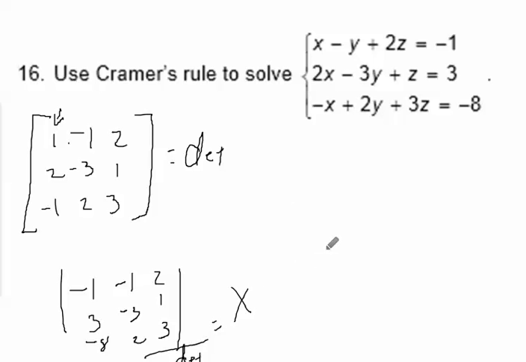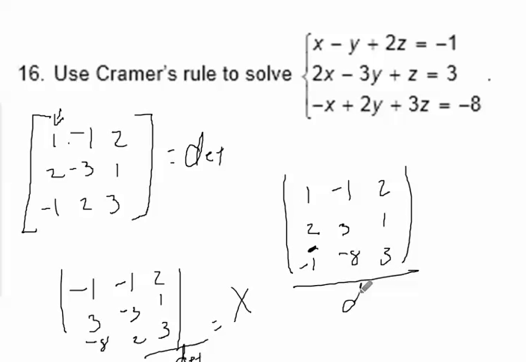If I put it in the second column, it would be a 1, 2, -1, -1, 3, -8, 2, 1, 3. I'll find the determinant of this divided by the determinant that I found of the original one, and that'll be my y value. I can do the same thing for the z values. It really is, calculator-wise, key it in and do it. Okay?